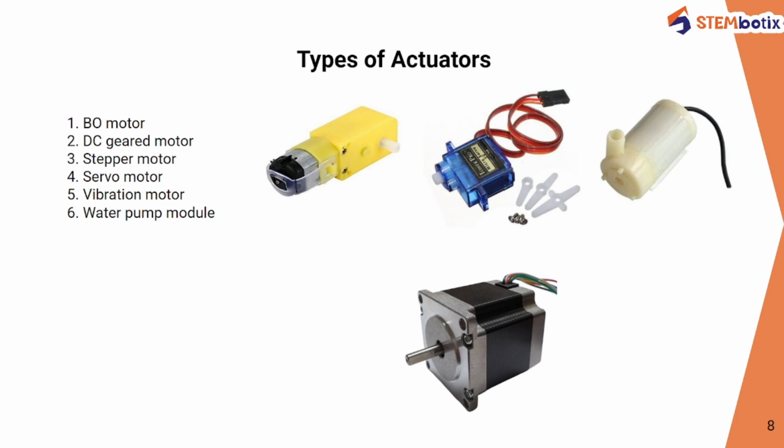So these are some of the examples of types of actuators. There are so many types of actuators and these are some of the examples. For example, BO motor, DC gear motor, stepper motor, servo motor, vibration motors or water pump modules. So these are some of the examples of the actuators.